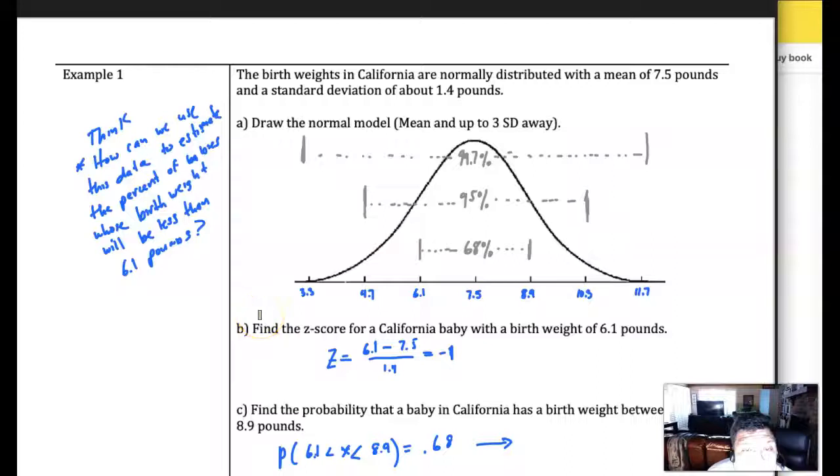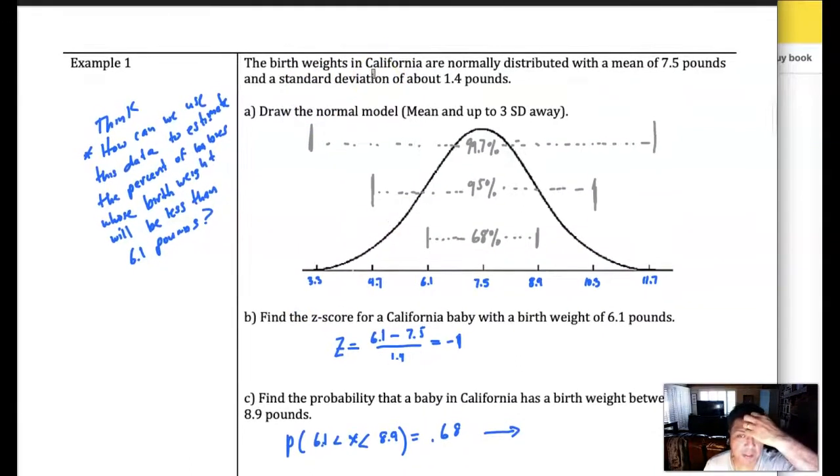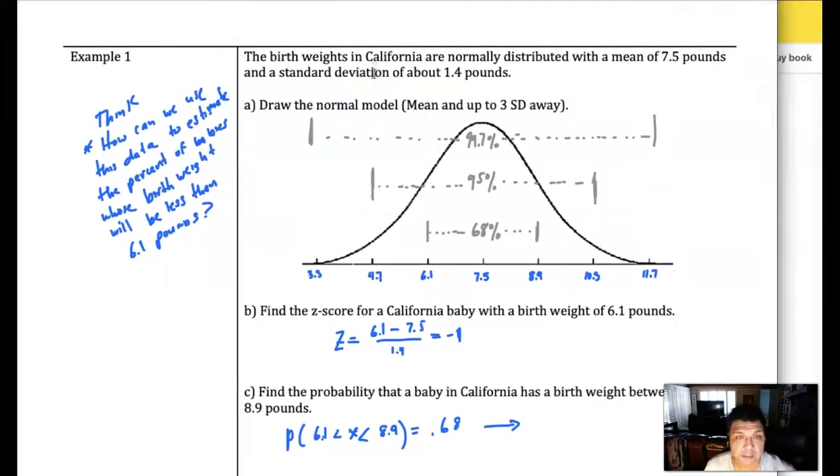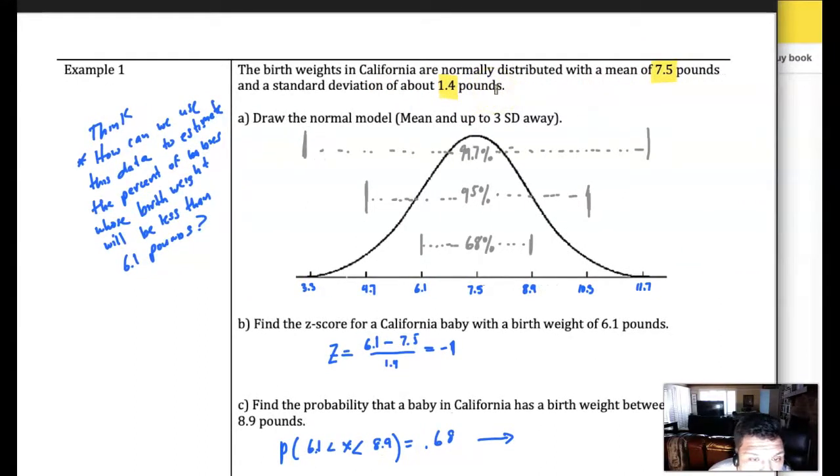Here's an example of a density graph. So looking at this example here, here's some real data. The birth weights in California are normally distributed with a mean of 7.25 pounds and a standard deviation of 1.4. And so now we have this descriptive data, means and standard deviations. How is this helpful in analyzing and answering probability problems?